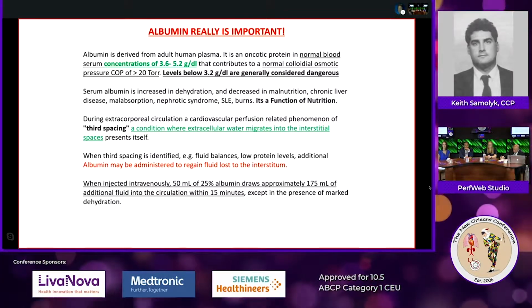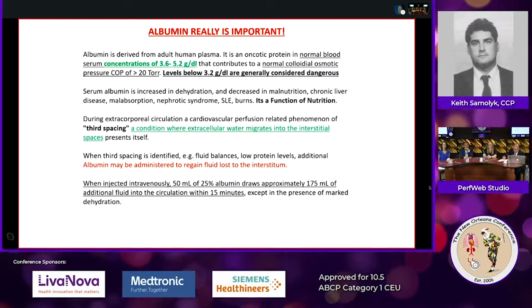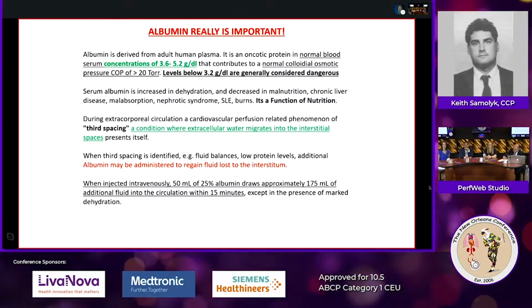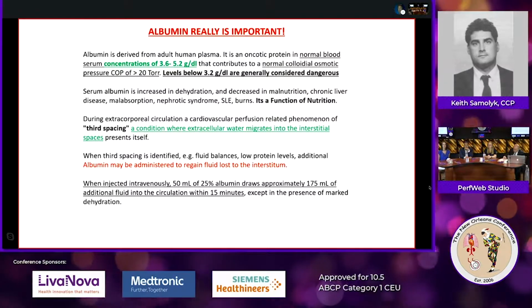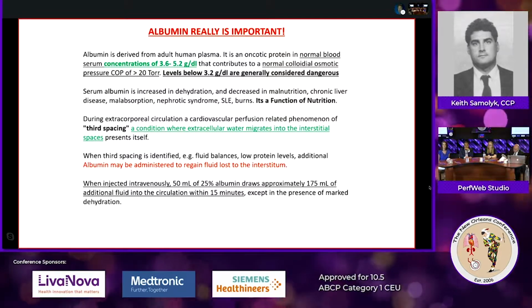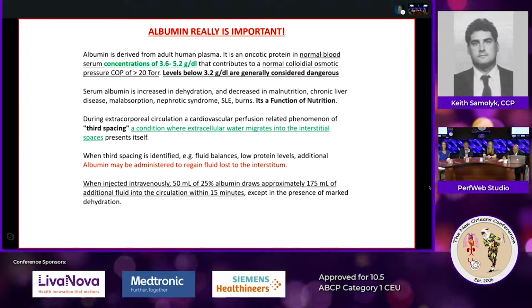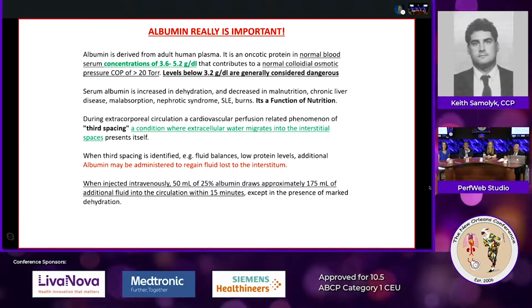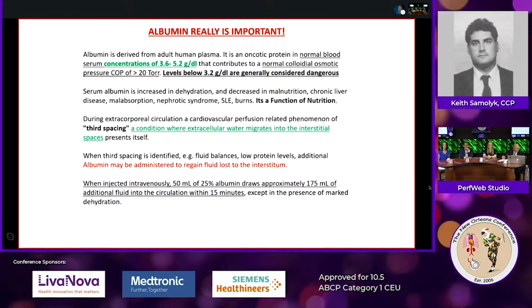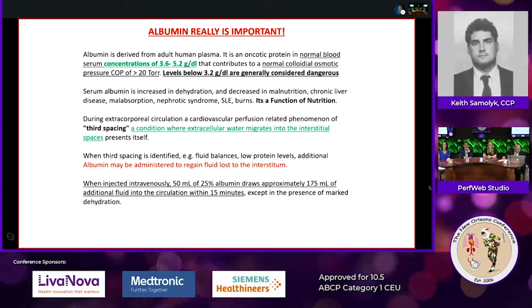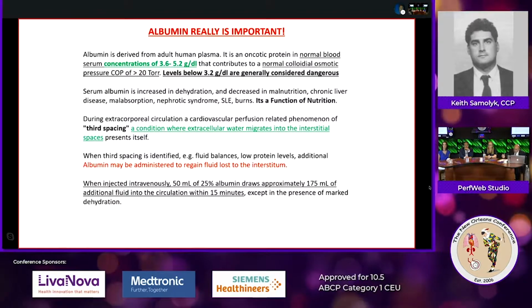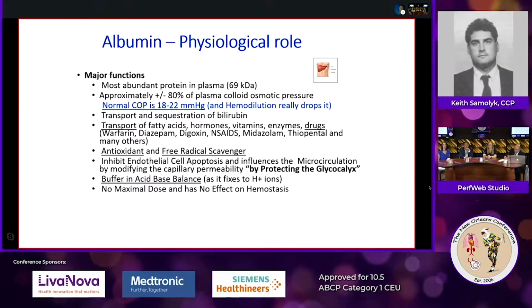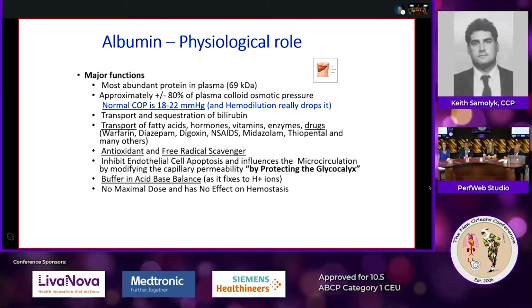And again, the goal here is to keep it intravascular, not extravascular. So when third spacing is identified as a low protein level, albumin may be administered to regain fluid lost into the interstitium. When injecting intravenous 50 mLs of 25% albumin, you'll get about 175 mLs of additional fluid back into circulation within 15 minutes.